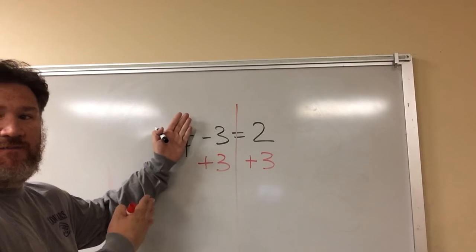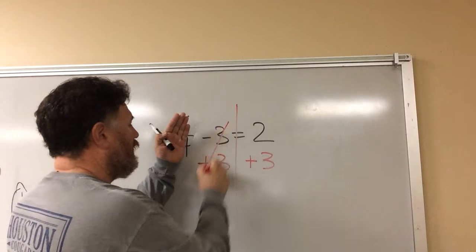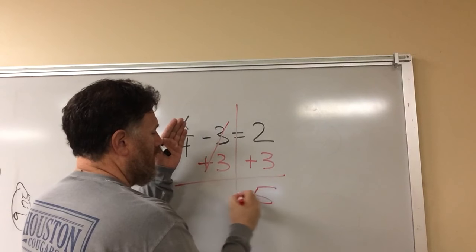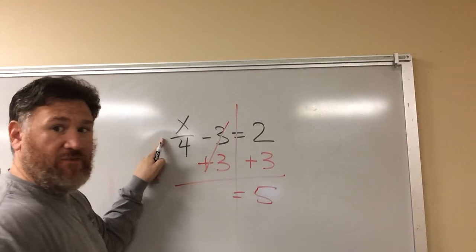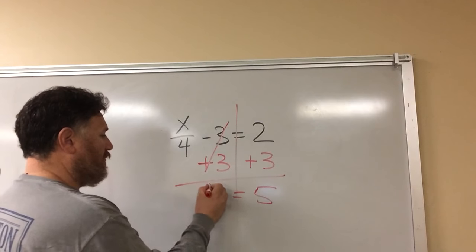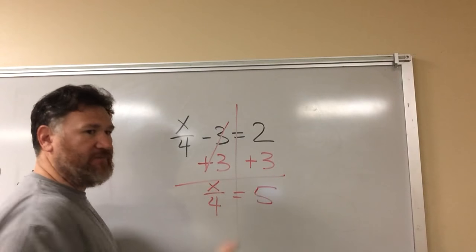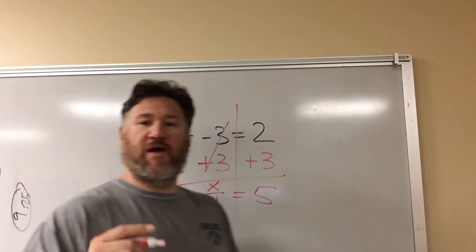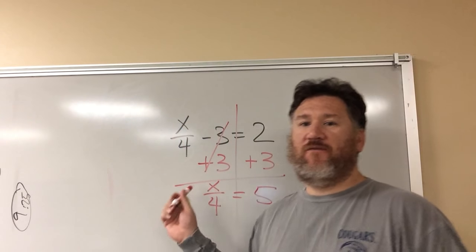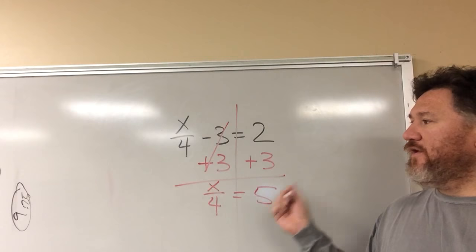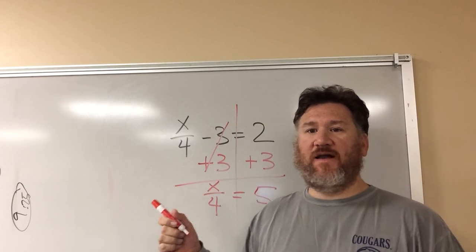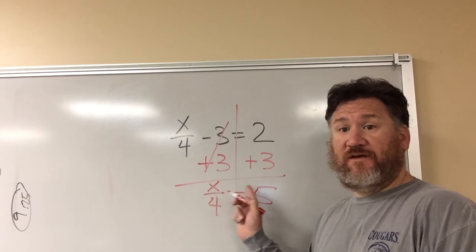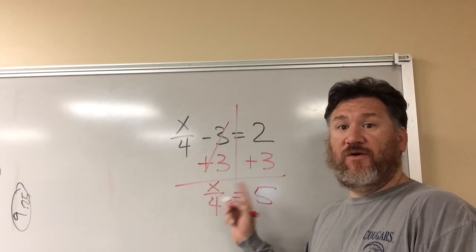Negative 3 plus 3 cancels out or gives me 0. 2 plus 3 gives me 5. Haven't done anything with the x divided by 4, so that just comes down in the problem. And now, since we have all the x's on the left side, we have all the numbers on the right side, we can do the final step, which is to multiply or divide. In this problem, the x is being divided by 4 to get 5. So whatever x is, we divide that by 4 to get 5.